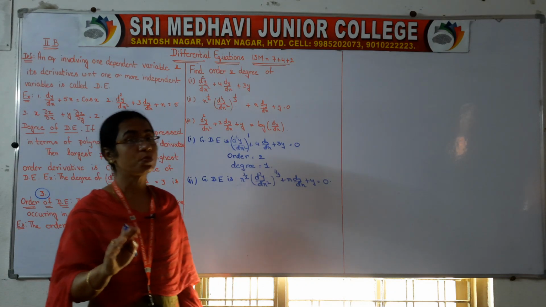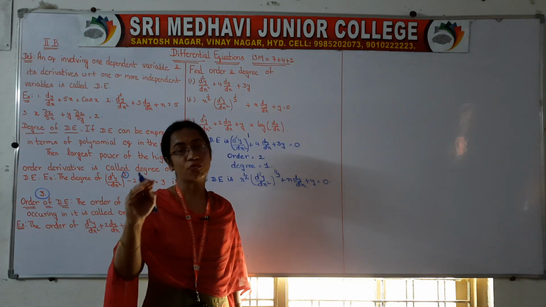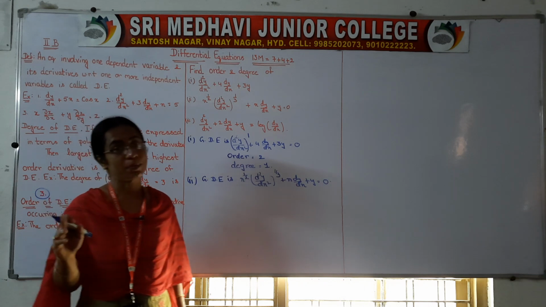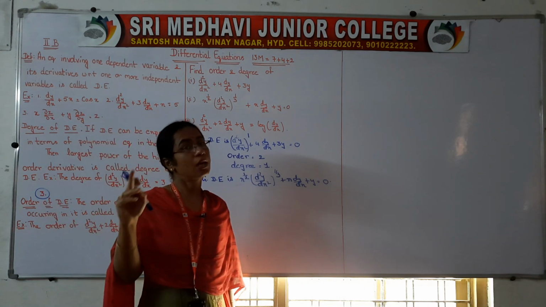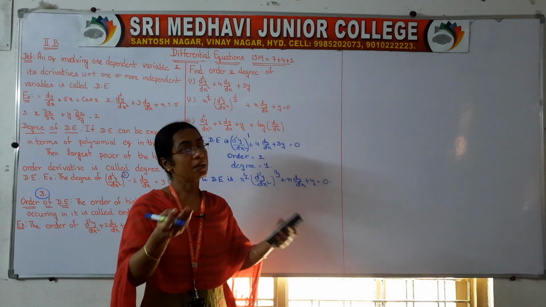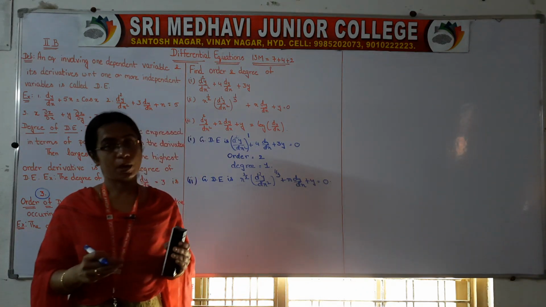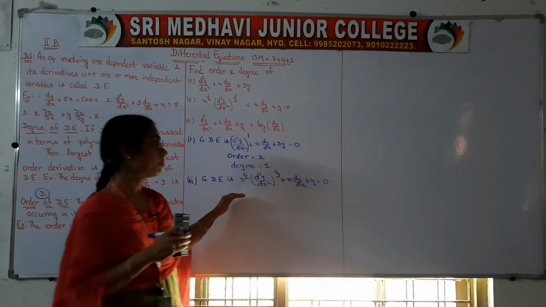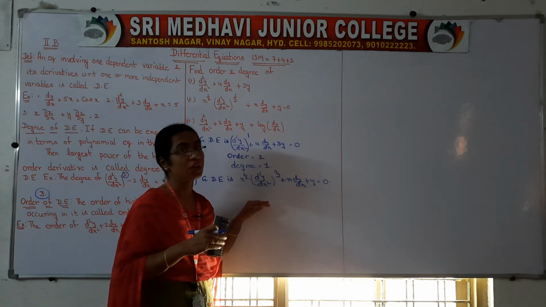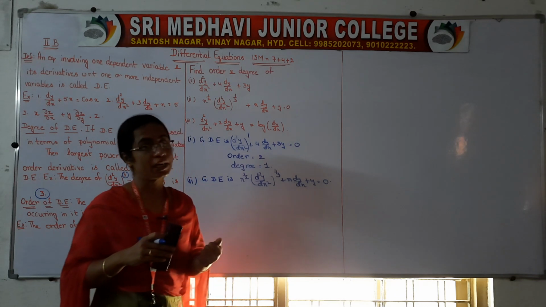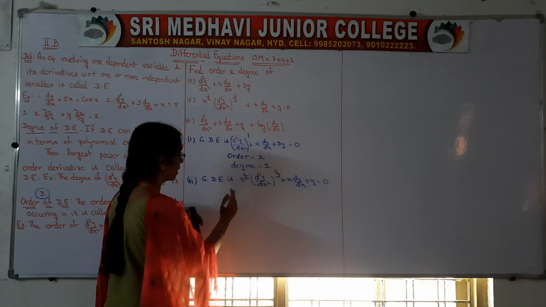Powers means they should be in the form of 2, 3, 5, 6, but not radicals like 1 by 2, 1 by 3, 5 by 6. We should not have powers like that. If powers are like that, just cancel them and make it a normal polynomial equation of the derivatives, right? Then you find out your order and degree. So how will we take this one?